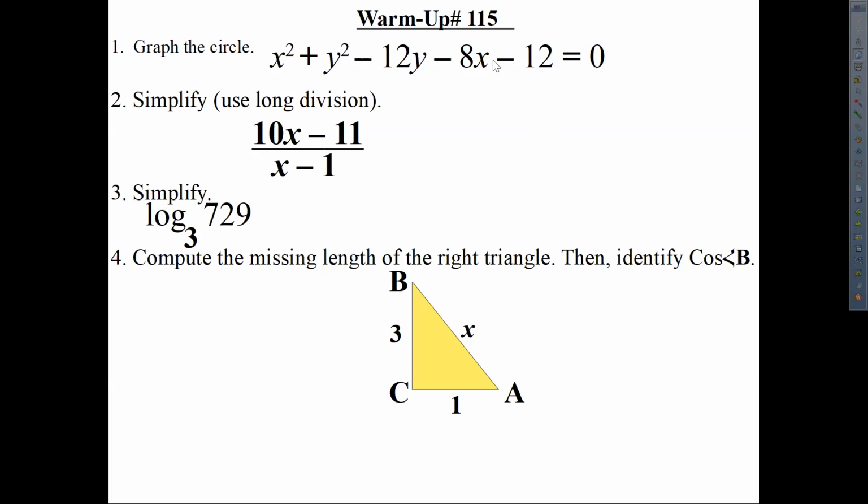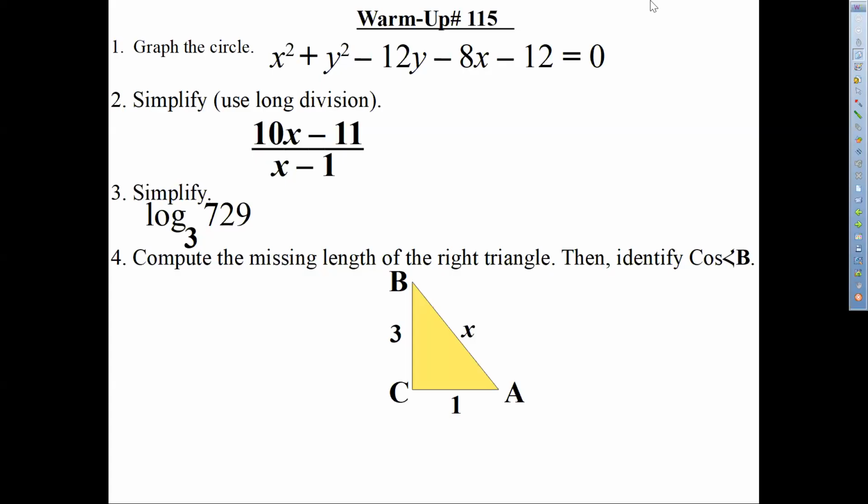So I'll give you some time for that. Ready and go. All right, check with the neighbor, see what they got for the warm up. They should be done by now.